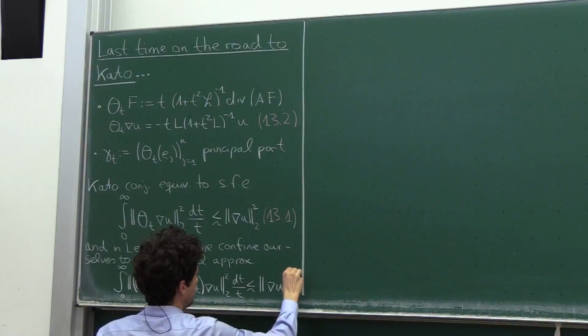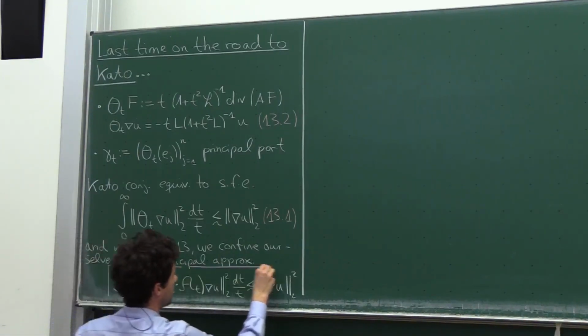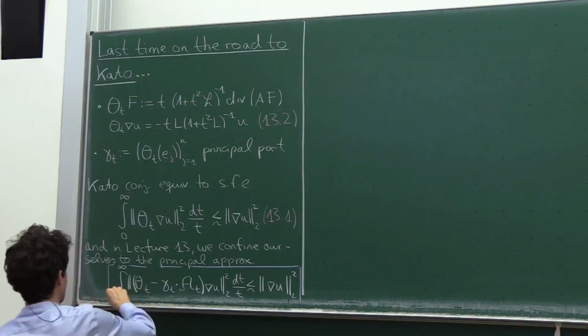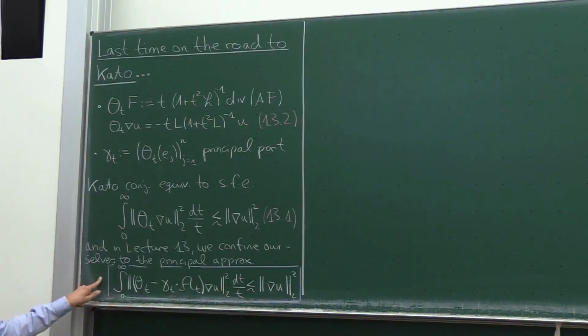So that's what we saw last time. We want to prove this in lecture 13. So I take my favorite color and just put a box around it. At the end of today's lecture, we should be in a position to have this estimate, and then we can say that we made it halfway towards the proof of the Kato conjecture.